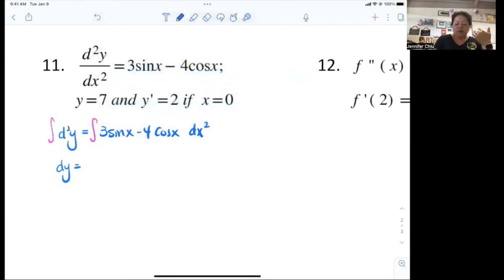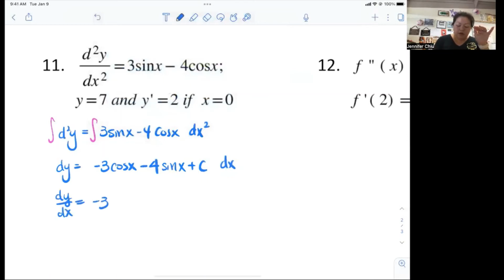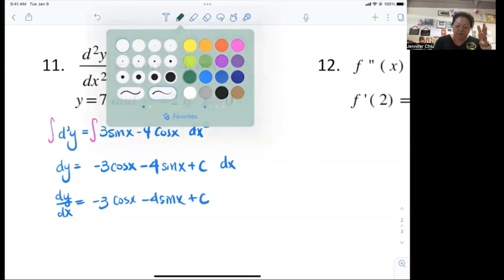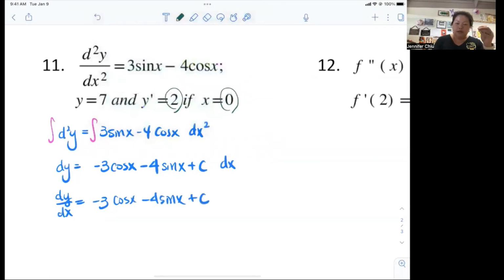3 sine of x, the antiderivative of sine x is cosine, so negative 3 cosine x minus 4, the antiderivative of cosine x is positive sine x, plus c, put your dx here. Now, to plug it in, you actually have to put the dx back with the dy over dx, that's your y prime, right? And then now you can plug in your first initial condition. y prime equals 2 if x equals 0. So 2 equals, plugging in zeros here, negative 3 cosine of 0 minus 4 sine of 0 plus c.